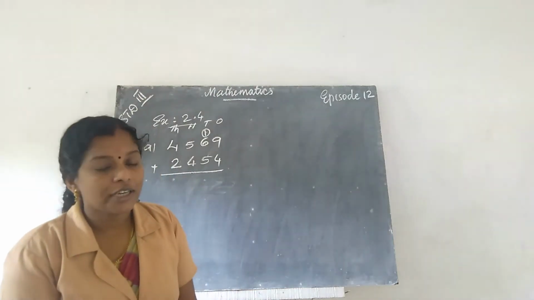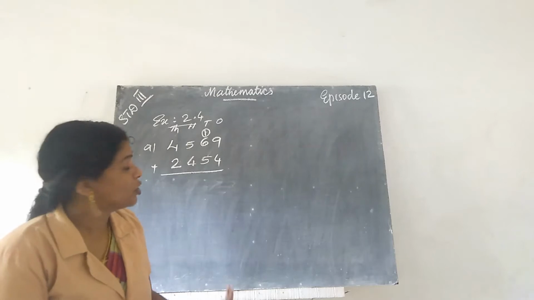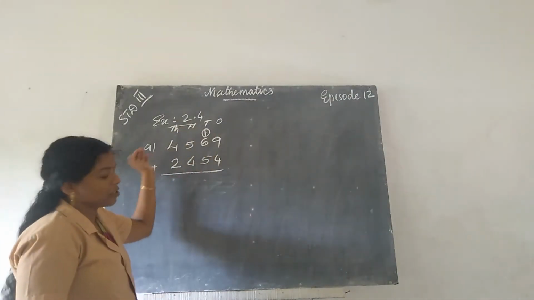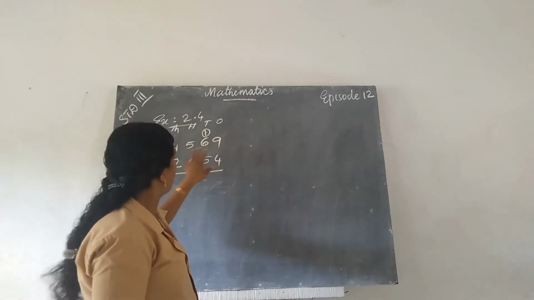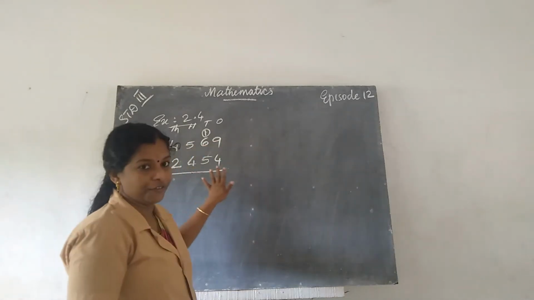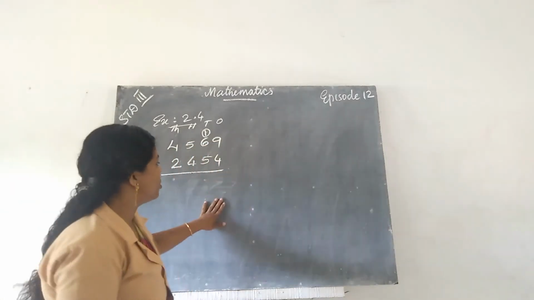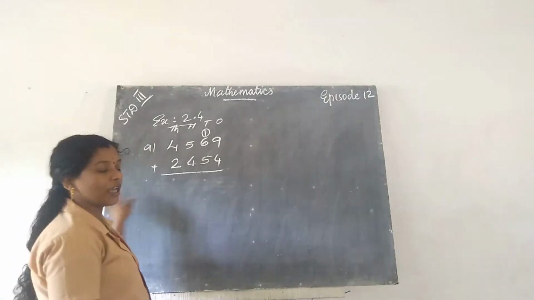Now we are going to our next exercise. Exercise 2.4 and the first question. Question is 4569 plus 2454. For that, first you start the addition from right side to left side.